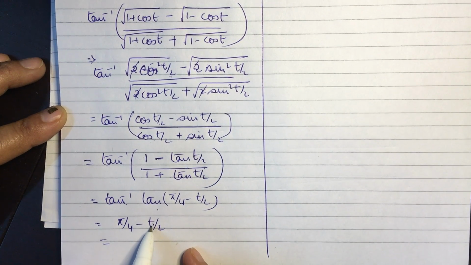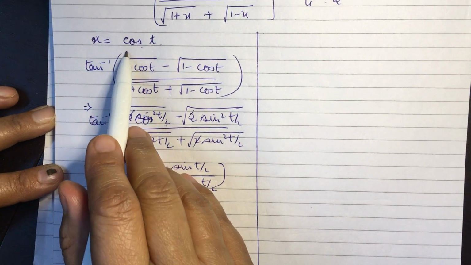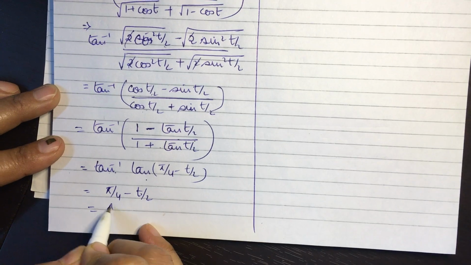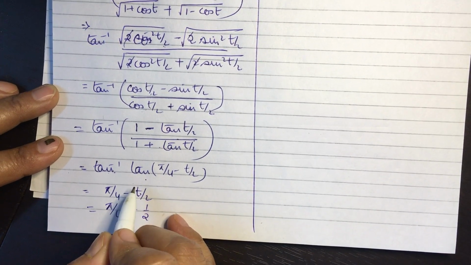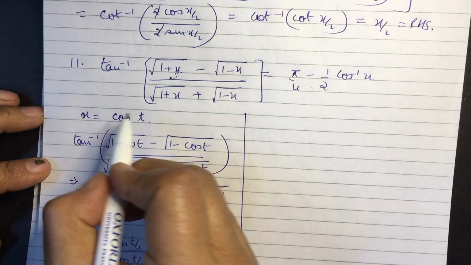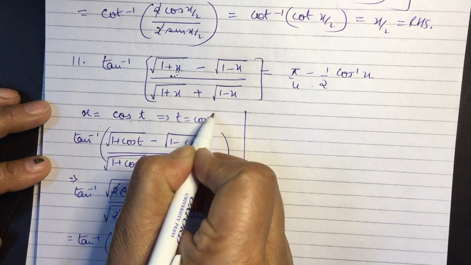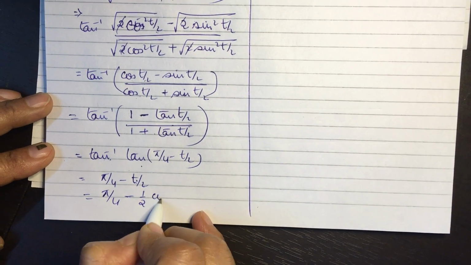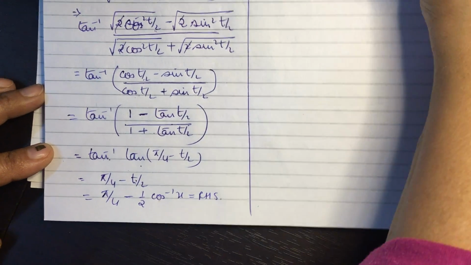On putting back the value of t from here, we get this is equal to pi by 4 minus half of, in place of t we will write, now since we have x equal to cos t, it implies that t equal to cos inverse x, so you get half of cos inverse x, which is the right hand side.